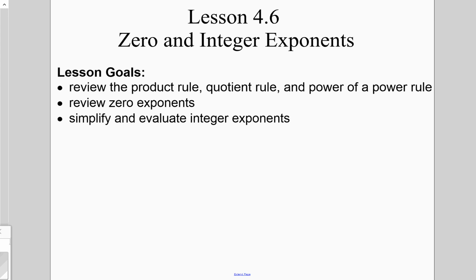rule, the quotient rule, and the power of a power rule that you would have learned in grade 9. We're also going to review zero exponents, which I believe most people have probably encountered, but just in case, we'll go over that. And then the new topic is to simplify and evaluate integer exponents, so exponents that are positive and now also negative.